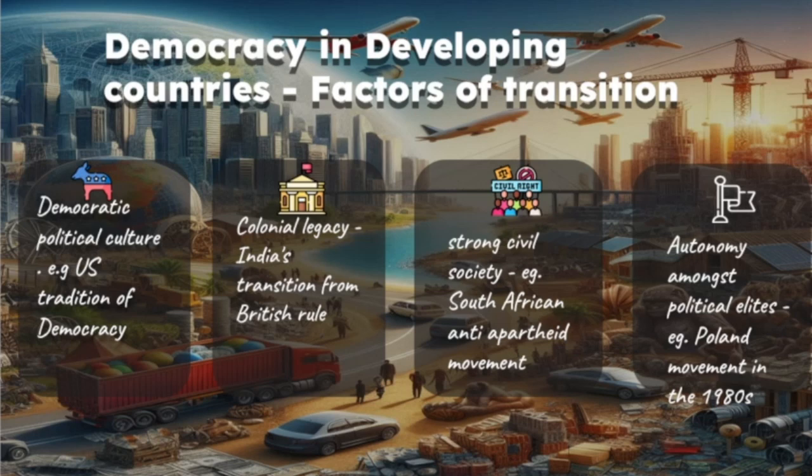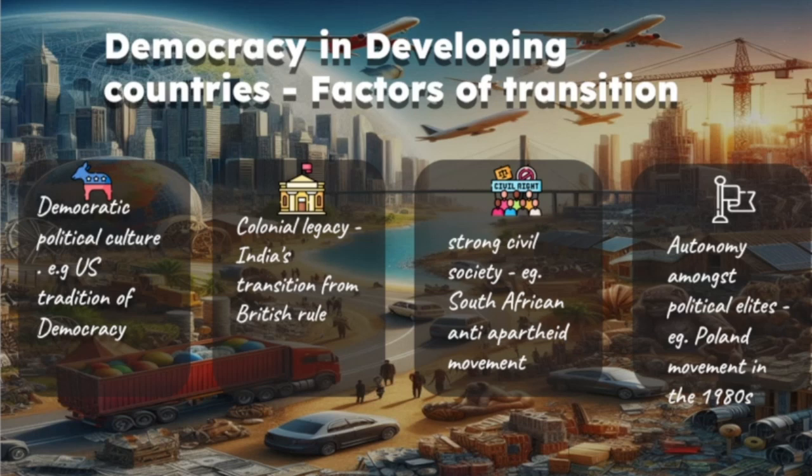In the next section, democracy in developing countries, the factors of transition. There are about 4 factors here. In the previous discussion, we've talked about the challenge of nation building and how it can affect state institutions, more or less affecting the system of government. Here we look at democracy in developing countries, and we look at the 4 important ideas or themes that surround democracy in developing countries.